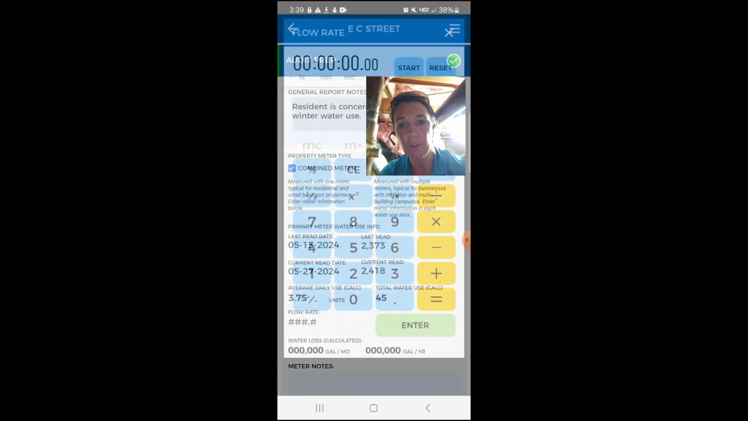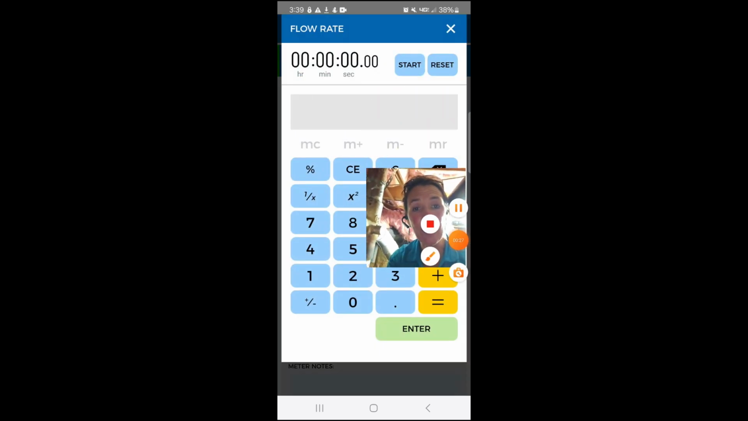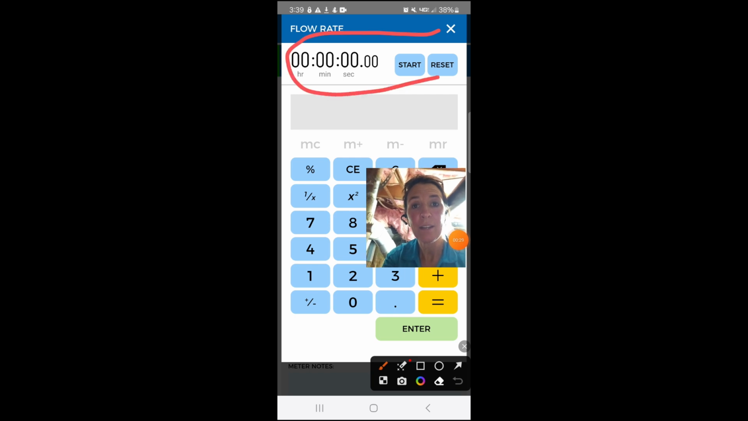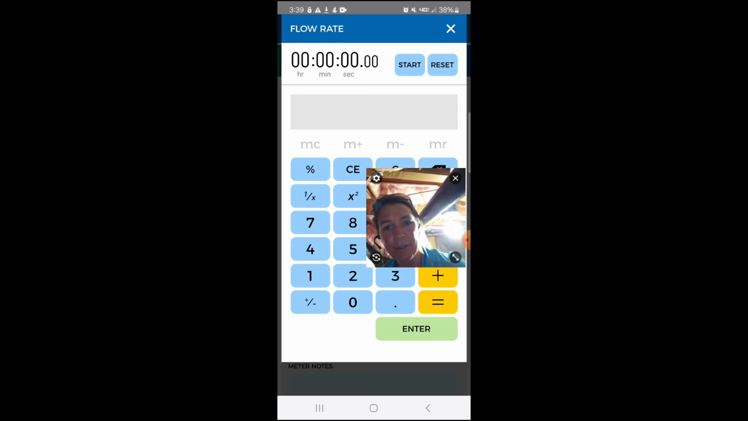So what I'm going to do is go ahead and click on flow rate, and that's going to pop up our calculator that is both a stopwatch and a calculator, so we don't have to go in and out of the app. It's one of my favorite features. So let's go ahead and take a quick flow rate.